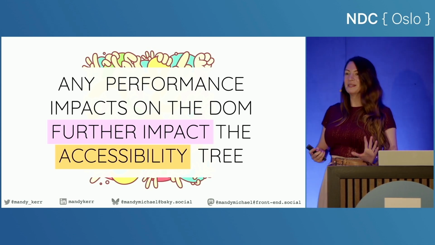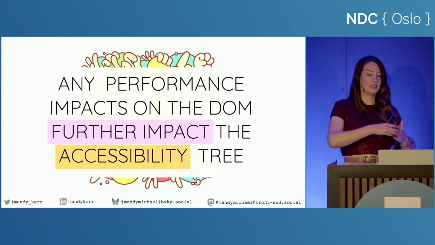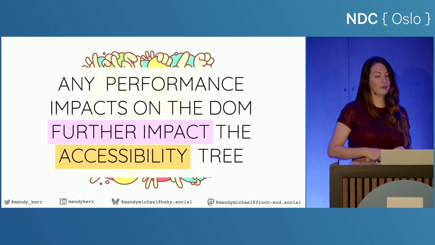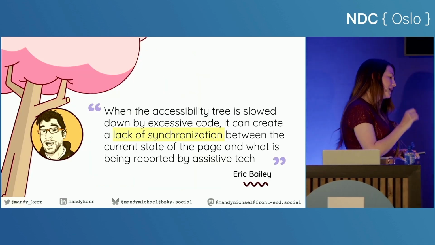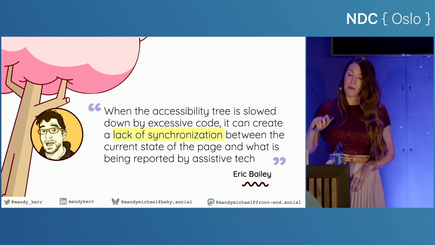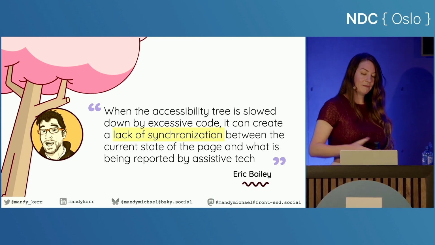Now, as the accessibility tree is made up of what we provide the DOM, any performance impacts to the DOM have an even greater impact on the accessibility tree. So I saw a great talk by Eric Bailey. He's an inclusive design advocate. He's doing work with GitHub at the moment. And he said this quote, which is great.